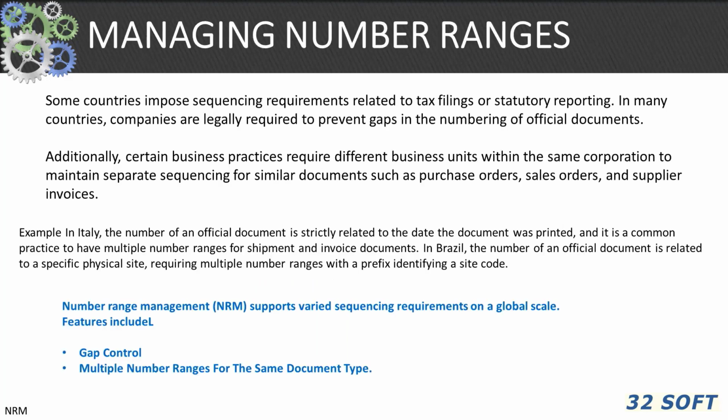Some countries impose their own sequencing requirements. These can be related to tax filing or state statutory reporting. In many countries, companies are legally required to prevent gaps in the numbering of official documents. Number range management also supports a variety of sequencing requirements on a global scale, including gap control and multiple ranges for the same document type.